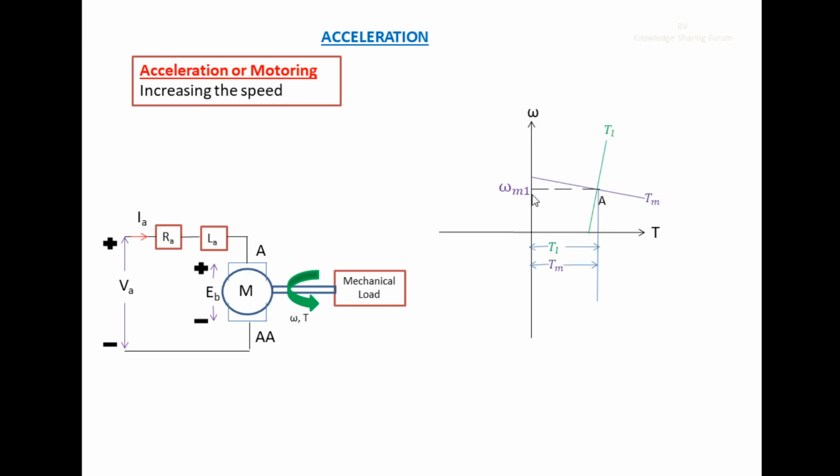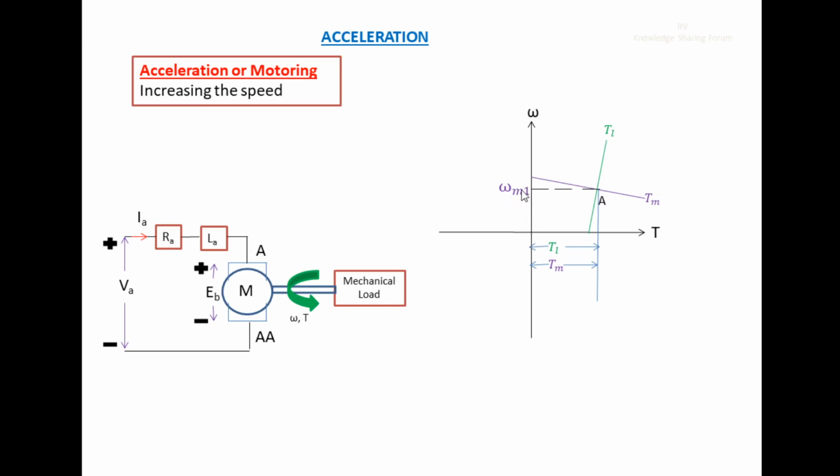See, this is the typical speed torque characteristics of this motor. Tm represents the motor torque of this electric DC motor, and TL represents the load torque, the mechanical load which is connected to the motor. Here at this operating point A, both TL and Tm are equal. So now this machine is assumed to be working at the speed called omega m1.